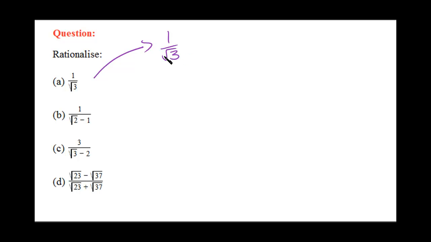Now to make sure we get rid of the root 3 on the bottom, if we times by root 3, you get root 3 squared, which gives us the inverse. So if we times both top and bottom by root 3, this should hopefully rationalise the denominator. So 1 times root 3 gives us root 3. Root 3 times root 3 gives us 3. And that has rationalised the denominator. The bottom is now a rational number.